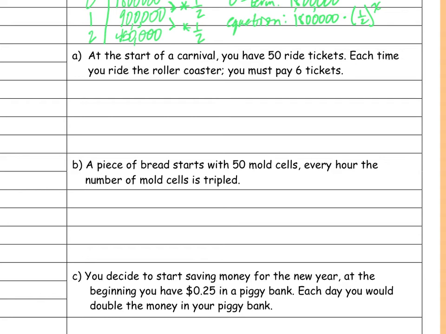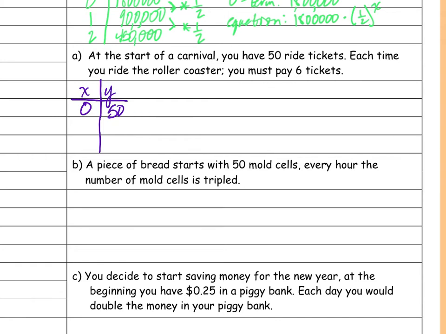So I'm going to build a table. I know that you guys, you're like, what? Why? Some people can see it without the table, but some people need the table. So I'm just going to put the information from the story problem into a table. At the start of a carnival, I have 50 ride tickets. So at the start of the carnival, I haven't gone on any ride yet. X is the number of rides. Y is my number of tickets. I have 50 tickets. Okay?